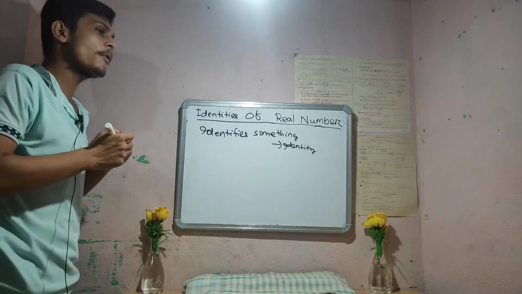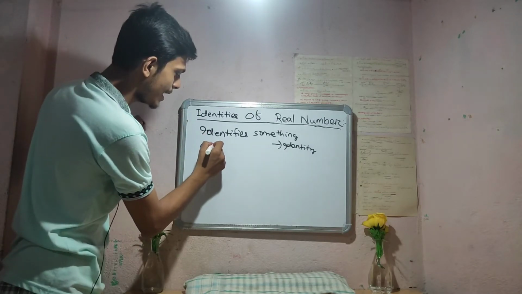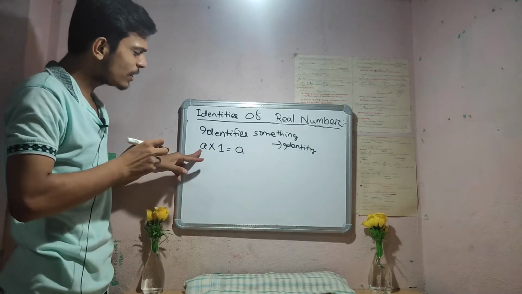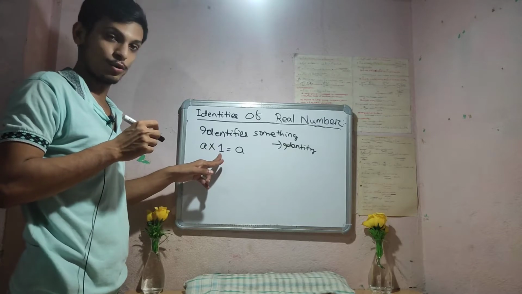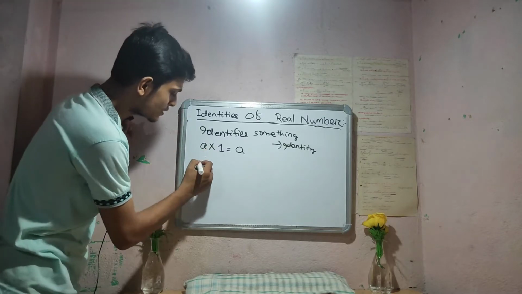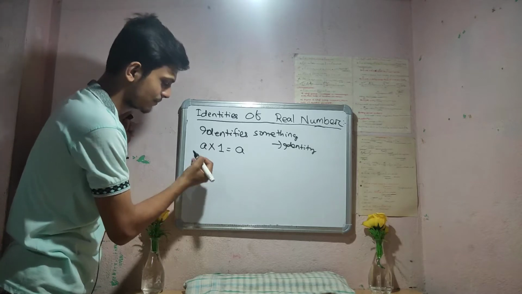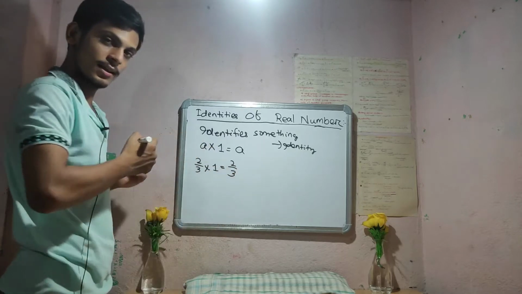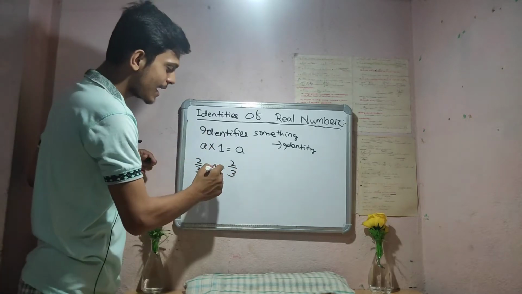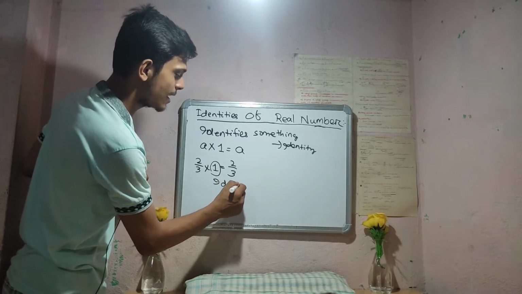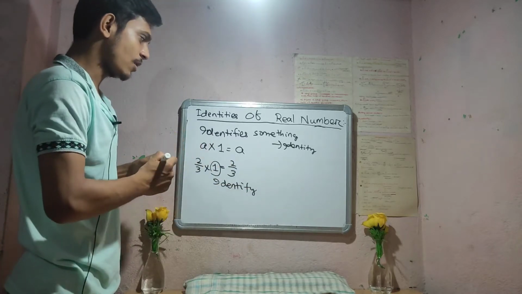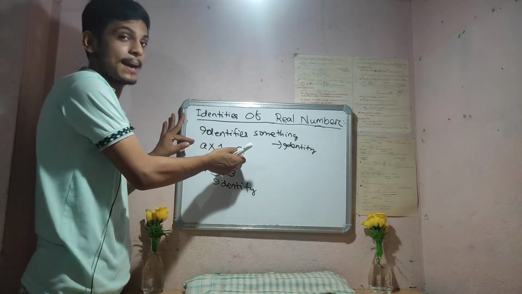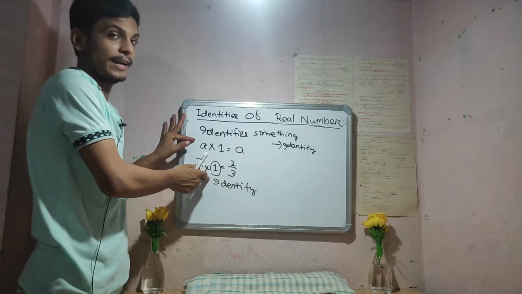Suppose A multiplied with 1 gives A. So if you put any value of A here, it would be true. Clear? Suppose I have taken 2 upon 3. This is a number. I multiply it by 1. It gives 2 upon 3. So 1 is an identity, because it identifies that any number multiplied with 1 gives the same number. So this is called an identity.